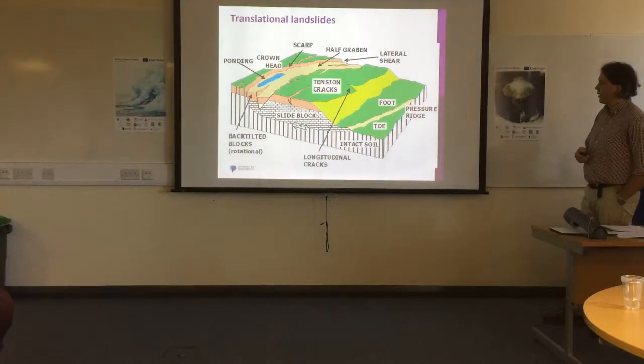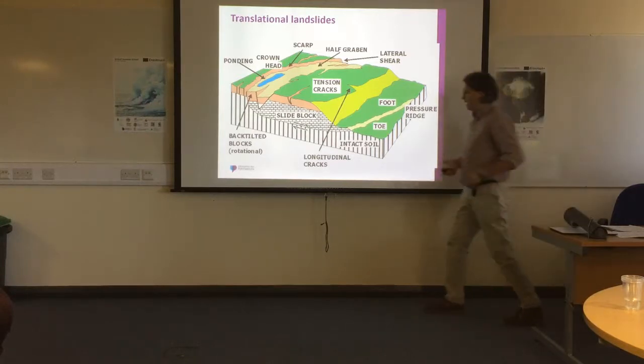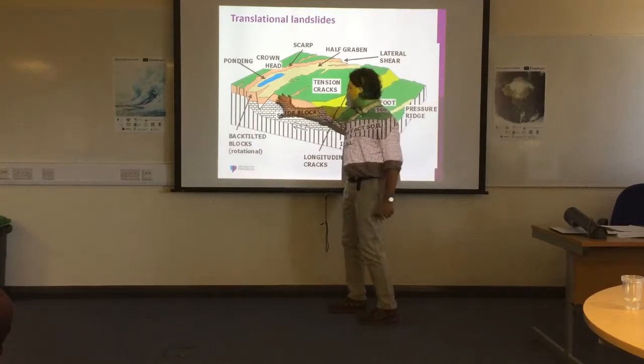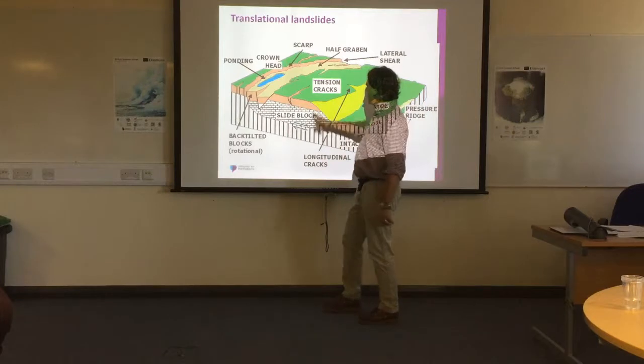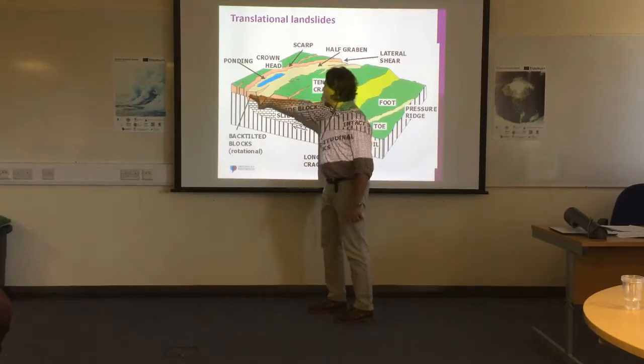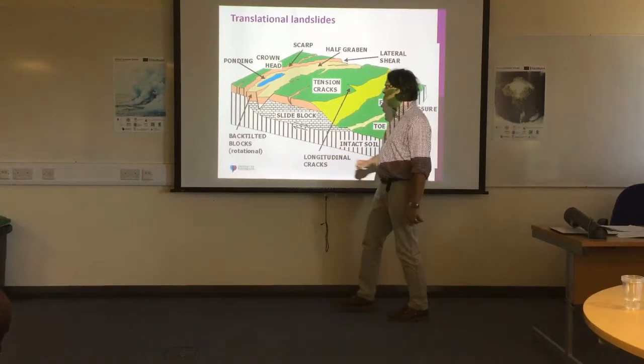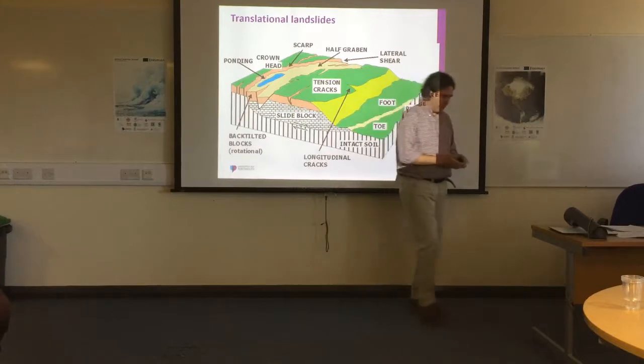So here's a translational slide. Essentially what's happened here is the block has slid outwards towards the sea. The graben has formed behind. Well, it's a half graben here. There is the scarp. So essentially this block is moving in a translational manner and forming a graben behind.